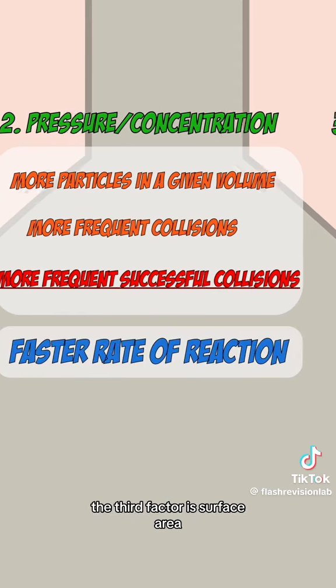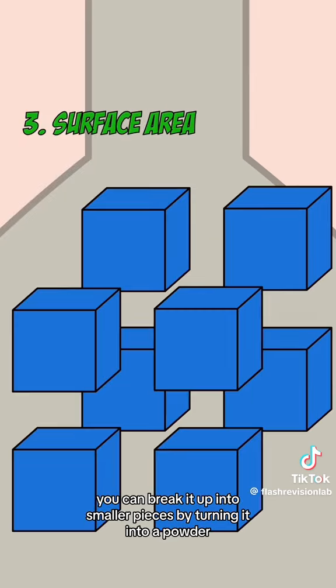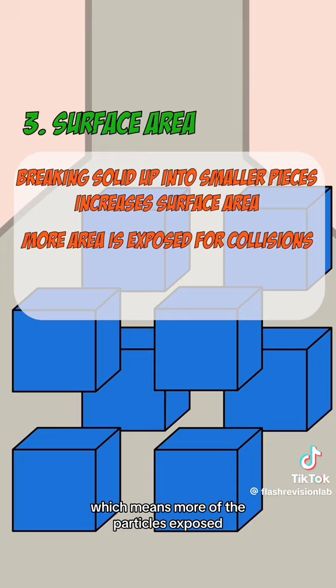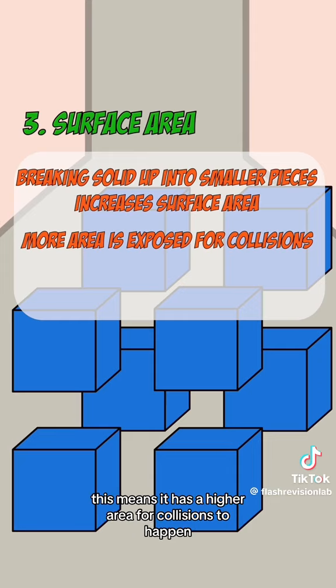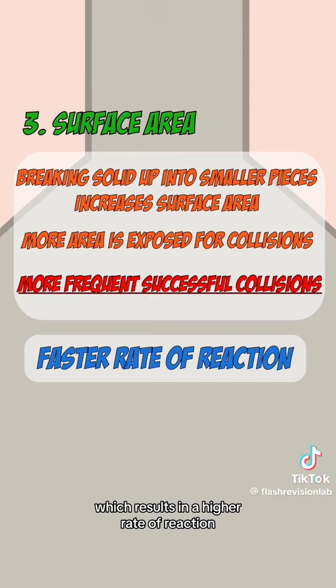The third factor is surface area. If one of the reactants is a solid, you can break it up into smaller pieces by turning it into a powder. This increases its surface area, which means more of the particle is exposed. This means it has a higher area for collisions to happen. This results in more frequent successful collisions, which results in a higher rate of reaction.